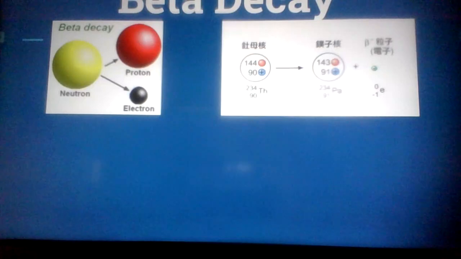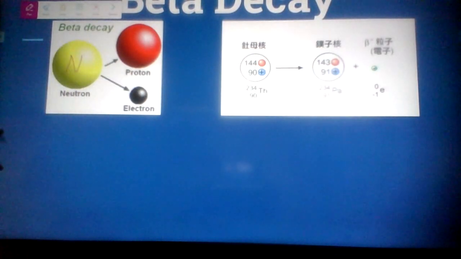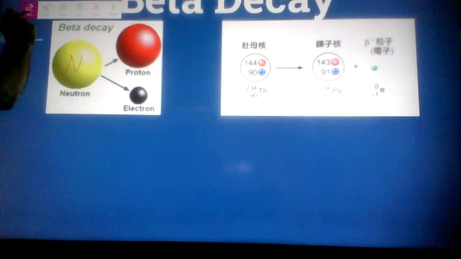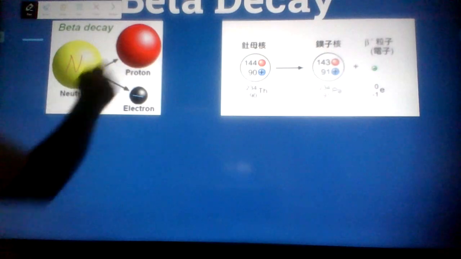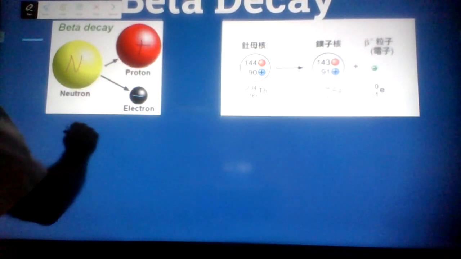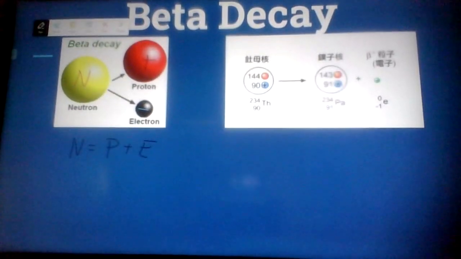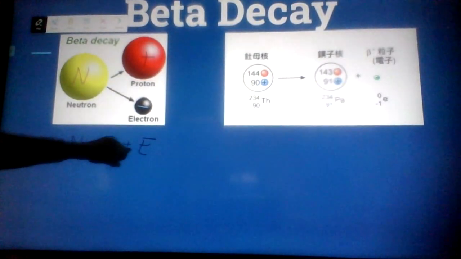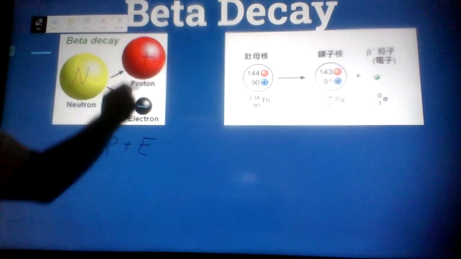Ready? In beta decay, take a look at the neutron given right here. Remember, this is a neutron, so there's no electric charge here. An electron has a negative electric charge, and a proton has a positive electric charge. Now, it's been a while, but we said some time back that a neutron is actually a proton and an electron stuck together. So when this neutron splits, we get the proton and the electron.